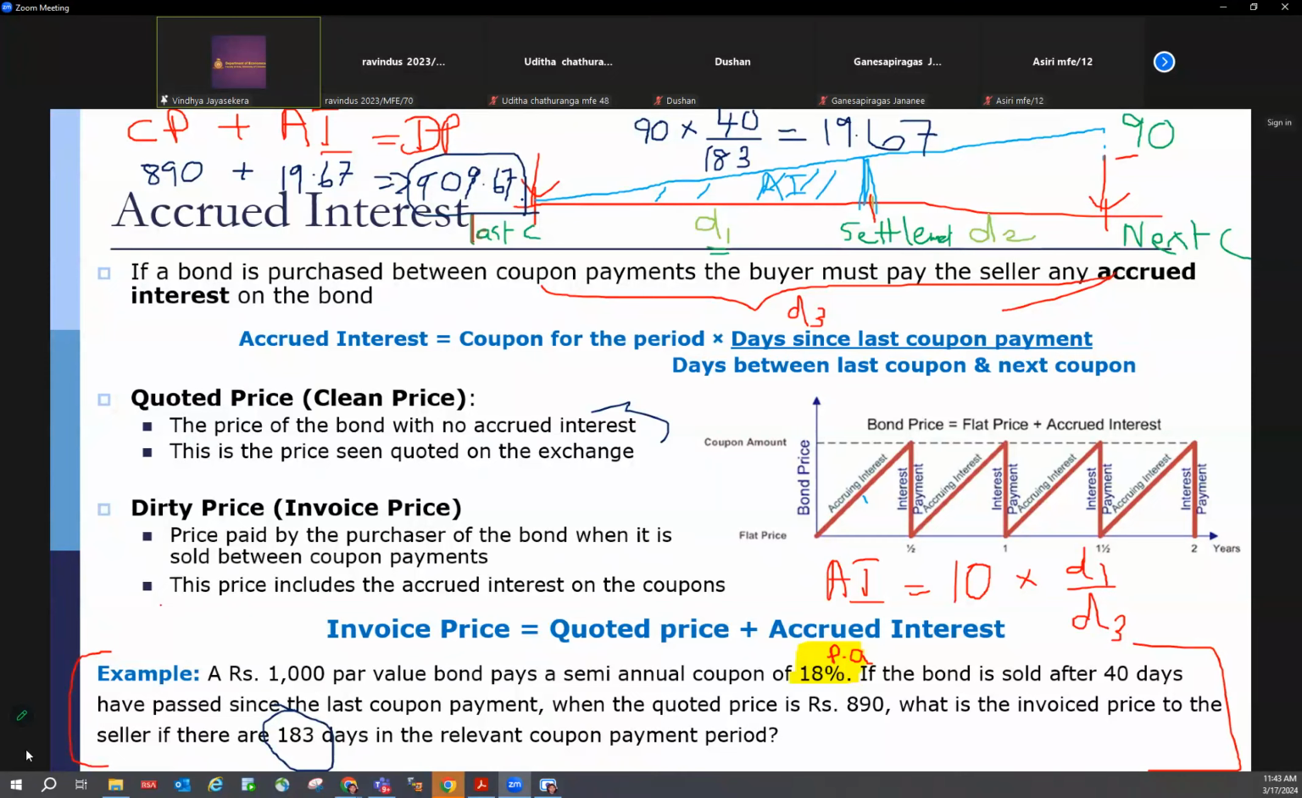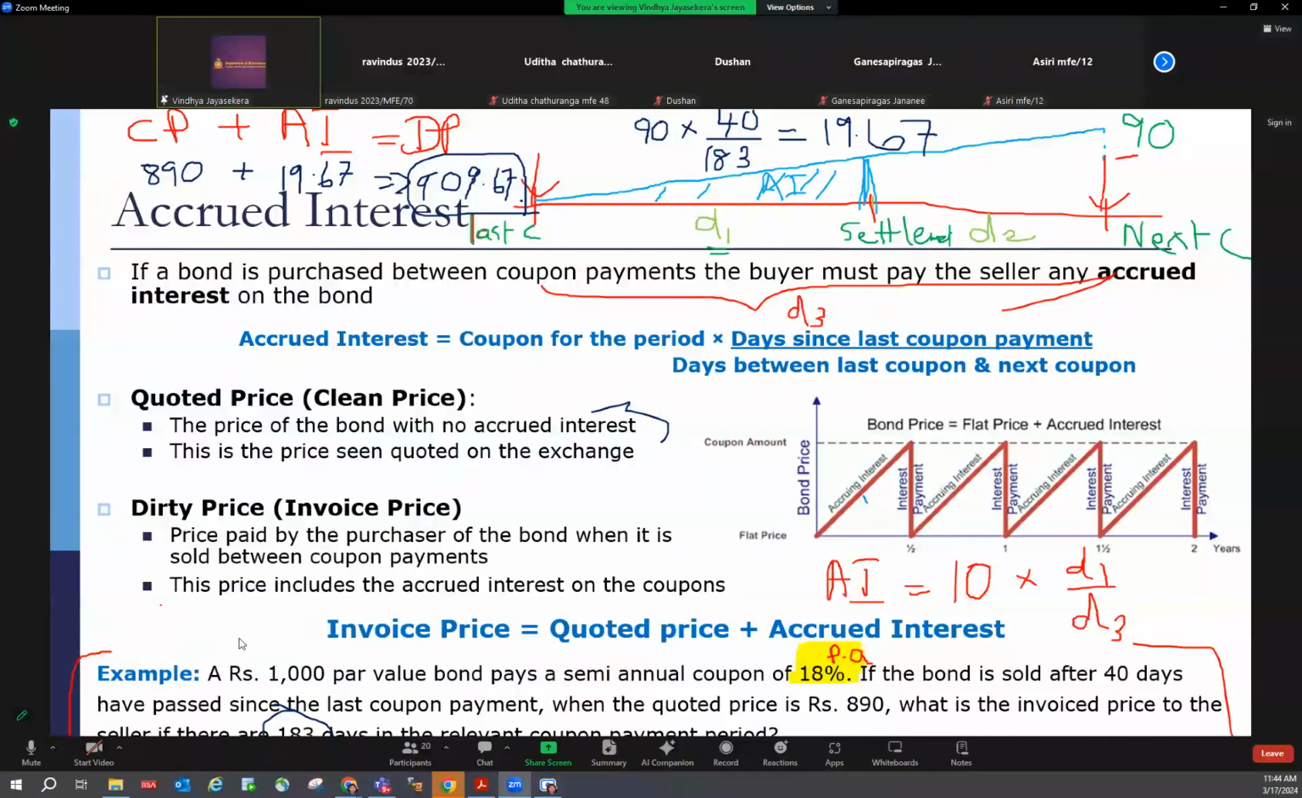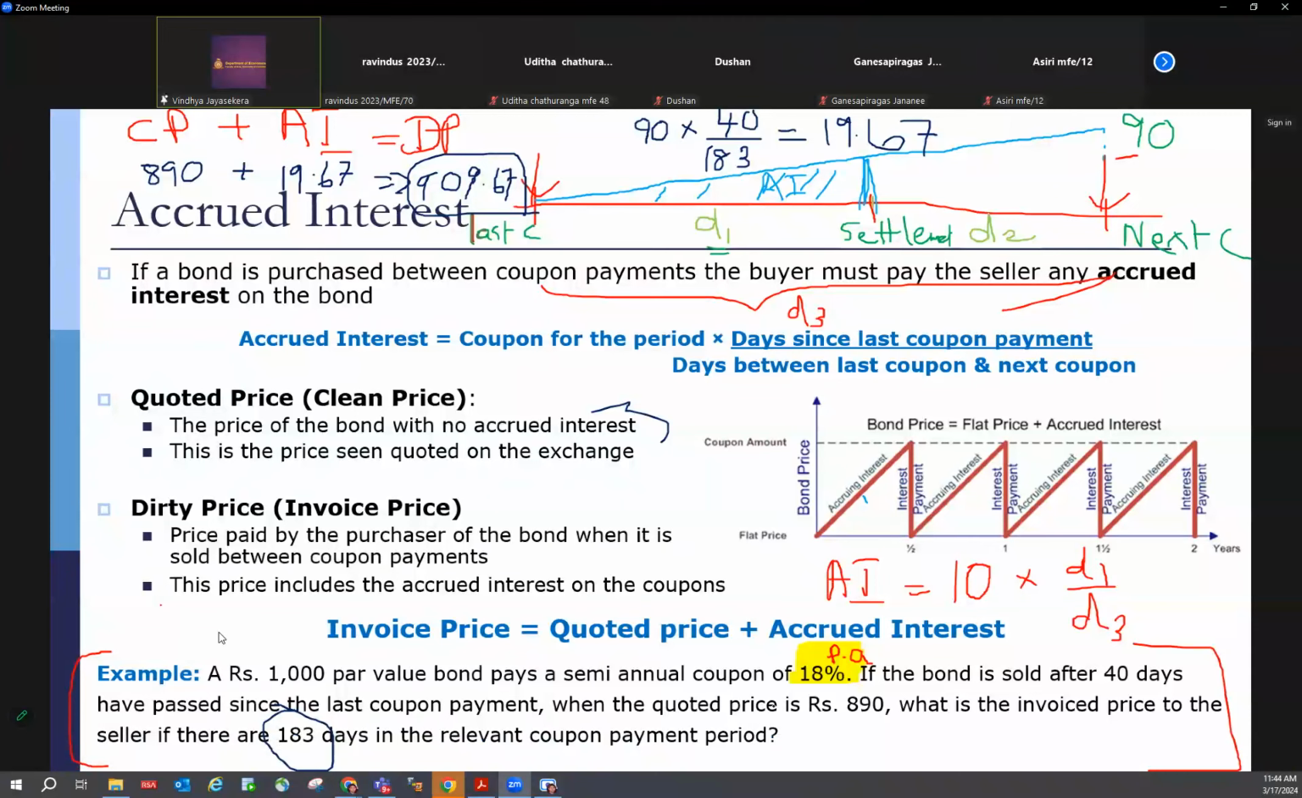Okay. So next week, we're going to do a slightly more complicated sum of accrued interest. Once we do the accrued interest calculation, we will bring everything together and look at how to calculate the price of a bond in an in-between period. All this time we calculated the price for bonds on coupon payment dates. Now we calculate on an in-between period. So that finalizes our bond section next week.